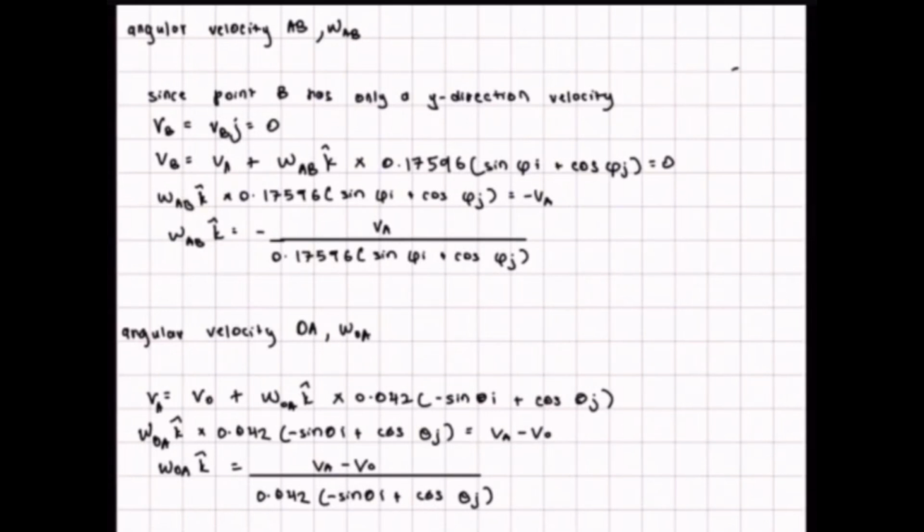So for the next part, we find angular velocity OA. Same as before, from our previous equation of velocity, we get VA equals VO plus omega OA k times r OA. So we derive it to become omega OA equals VA minus VO over 0.042 times negative sin theta i plus cos theta j. The important thing is we need to know the negative or positive sign of the answer, so we know the angular velocity direction is clockwise or anti-clockwise.